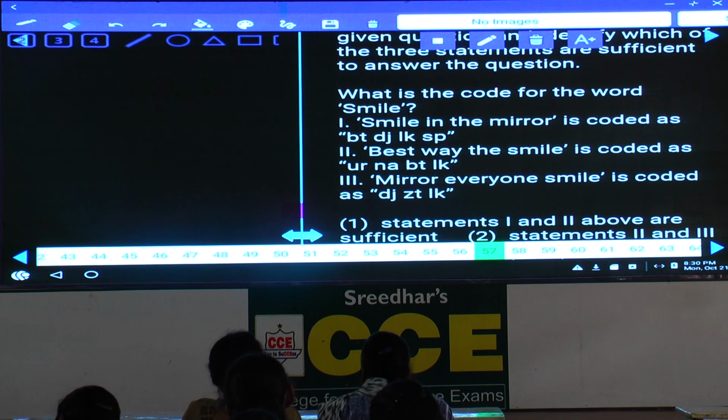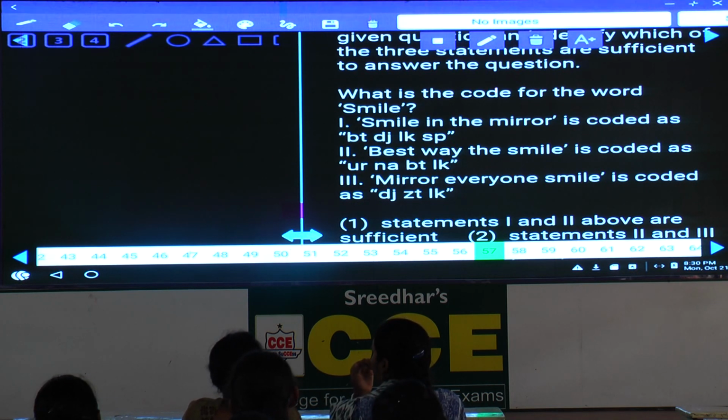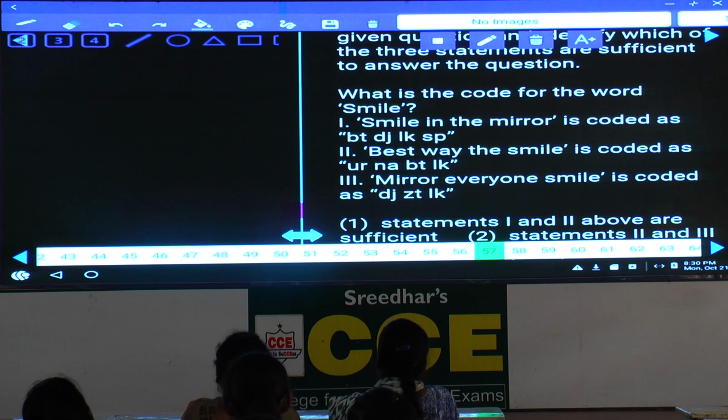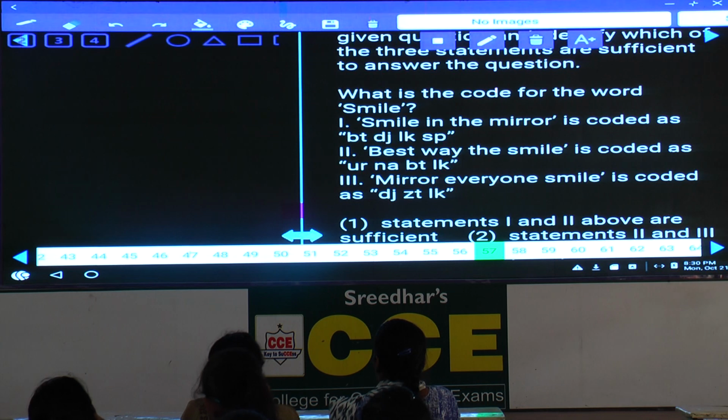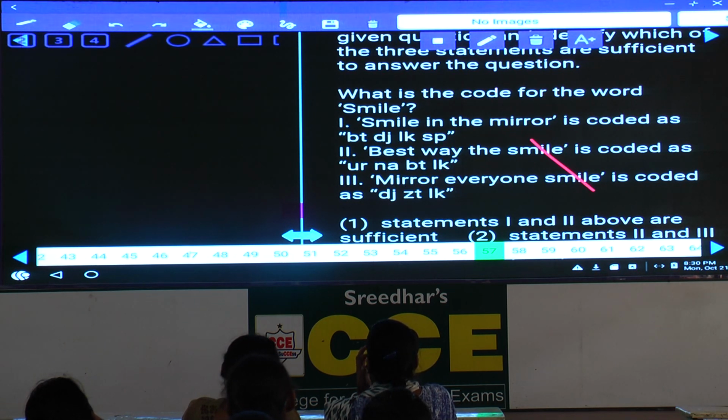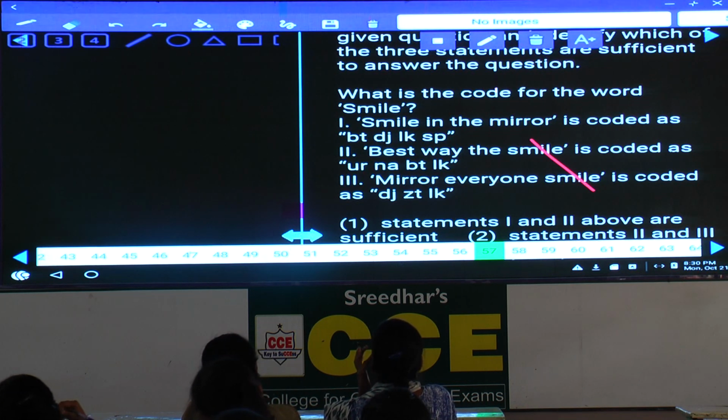Then comparing 1 and 3. Smile in the mirror, mirror every smile. Mirror and smile are the 2 elements which are common. That is also ruled out. Then choice 2, what is choice 2 here? 2 and 3. If you compare best way the smile, mirror every smile, the word which is common is smile, the only word which is common. Hence one code will be common, hence we can determine the code to the word smile. Hence what is your answer? Choice 2 is the answer. 57 it is choice 2.